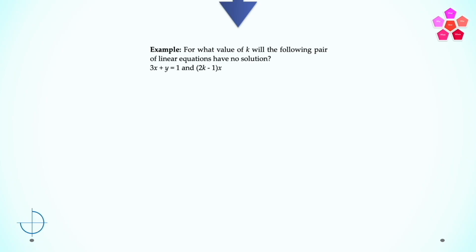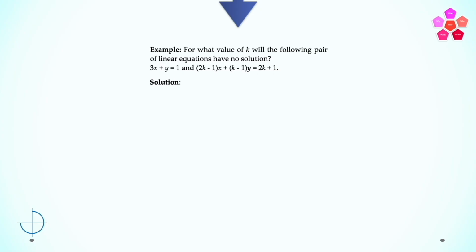Let's take another example. For what value of k will the following pair of linear equations have no solution? The equations are 3x plus y is equal to 1 and 2k minus 1 multiplied by x plus k minus 1 multiplied by y is equal to 2k plus 1.